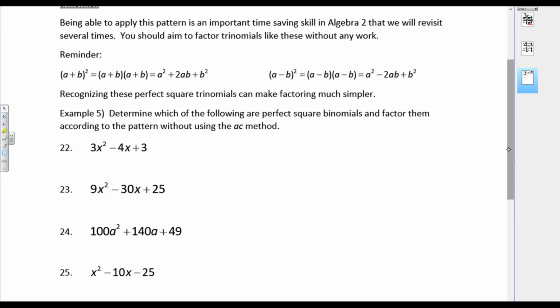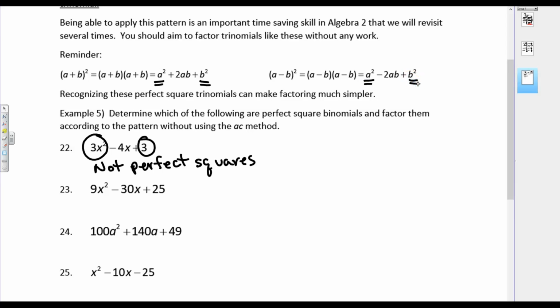So when I look at number 22, I'm trying to decide, is this a perfect square trinomial? And right off the bat, I see that these two numbers are not perfect squares. And because of that, this is not a perfect square trinomial, because if you look at our pattern here, the first and last term have to be perfect squares, and that includes the coefficients. So let's look at number 23 now.